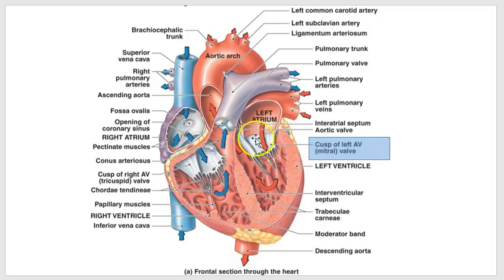Here's your left AV valve, or the mitral valve. Call it the mitral valve because it kind of looks like a mitre. A mitre is the type of hat that the Pope wears, that kind of pointy hat with the two sides. They say it kind of looks like that.